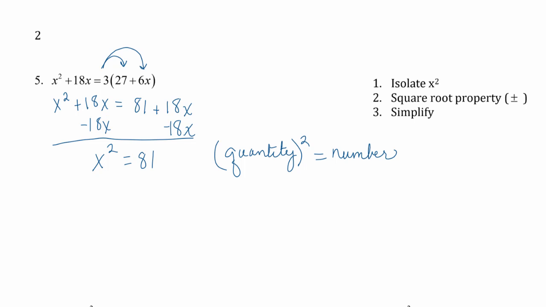All right, so here we are, x squared equals 81. We have just isolated x squared. Now we're going to take the square root of both sides, use the square root property, and remember that plus or minus. So x equals plus or minus the square root of 81, x equals plus or minus 9. So our two answers are 9 and negative 9. All right, let's go to the next one.